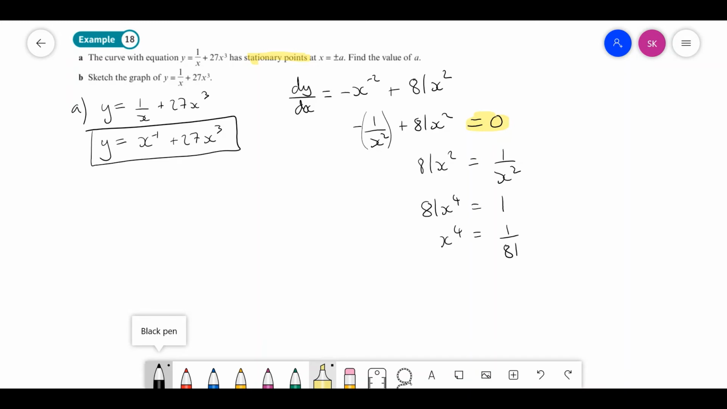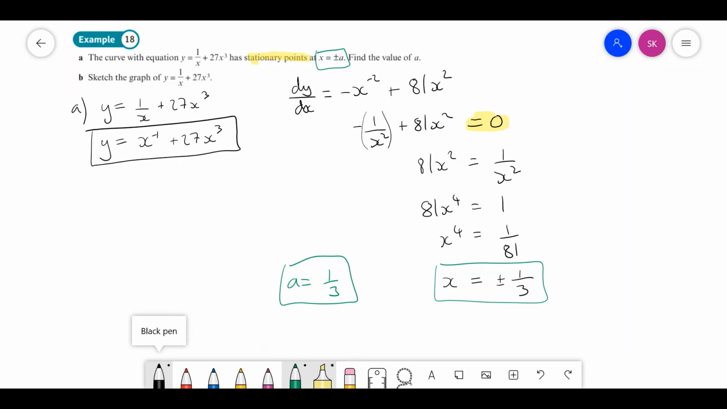And then the fourth root of 1 over 81 is plus or minus 1 over 3, because 3 to the power of 4 is 81. So that means, going back to the question, x is plus or minus 1/3, and over here it said x was plus or minus a. Because they've already written the plus or minus for us, what we can say is that a is equal to 1/3 specifically, not positive or negative, because that's written there already.